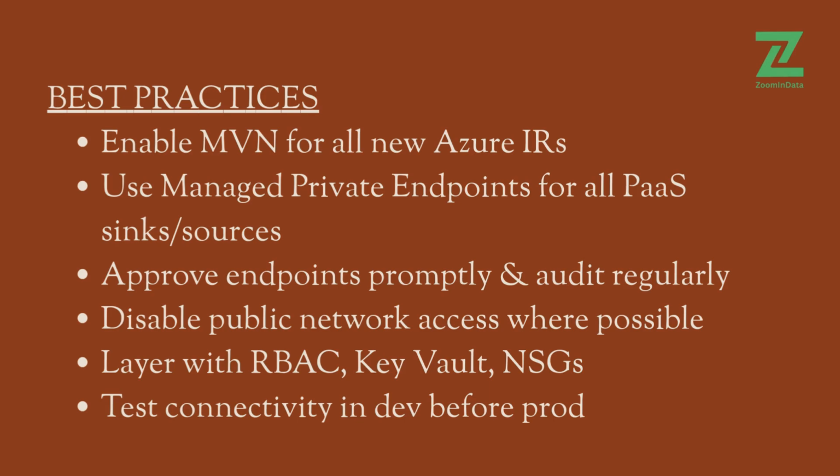Wherever feasible, disable public network access entirely. Layer these networking features with RBAC, Key Vault for secrets, and NSGs for added defense in depth. And crucially, test all connectivity thoroughly in development environments before promoting to production.